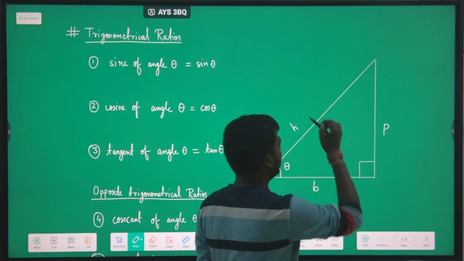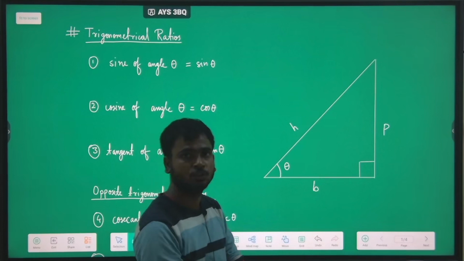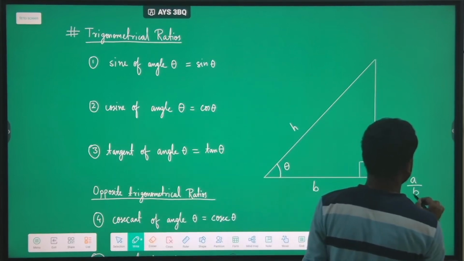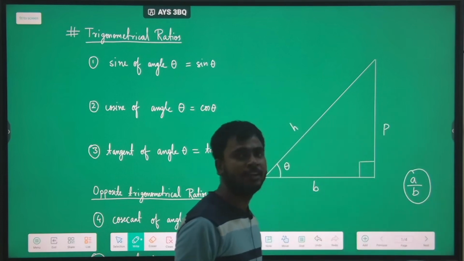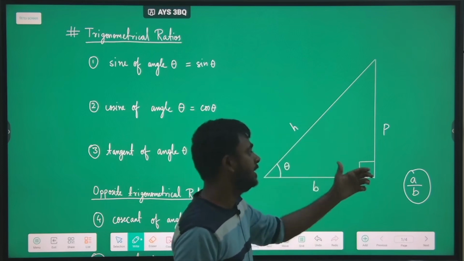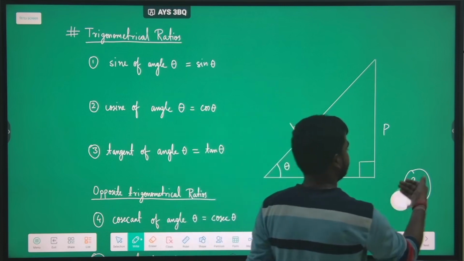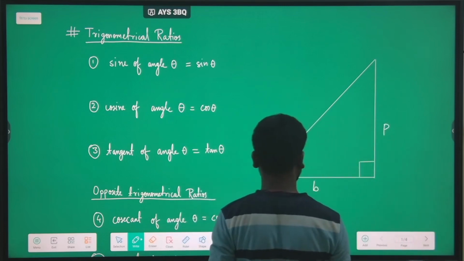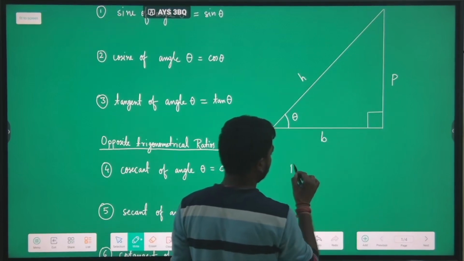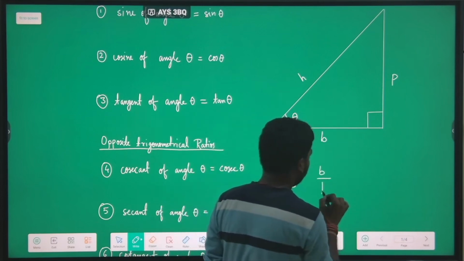If these are the three sides and we are asked to find the ratio between these sides, we know that any ratio is in the form of A is to B. These three sides can be represented in such ratios in six ways. Let us suppose we are taking P and B, it will be P by B. If we are taking B and P, it will be B by P.